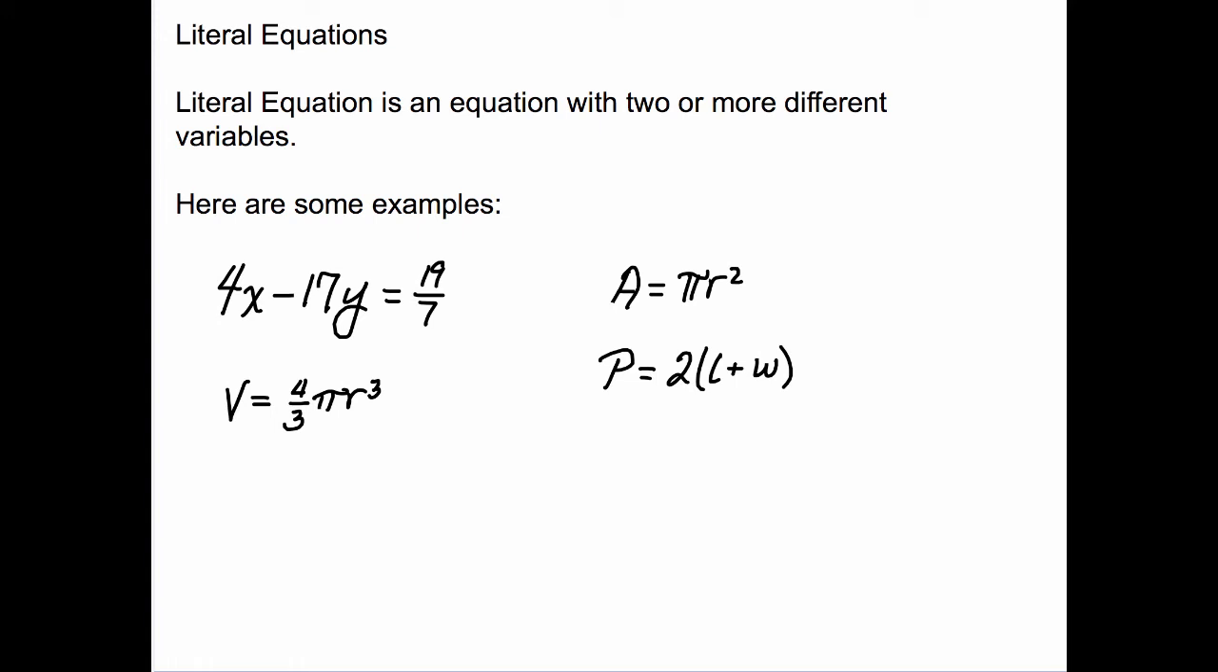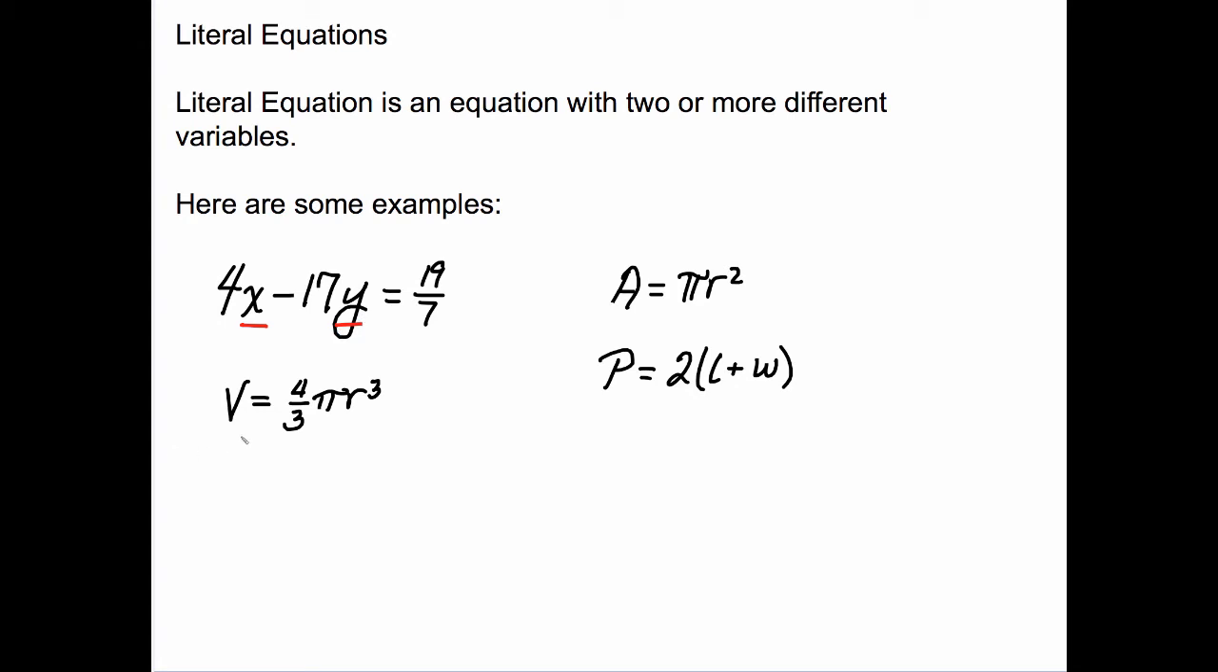This video is about literal equations. A literal equation is an equation with two or more different variables. Some literal equations are also called formulas, as we'll see. Now we'll start with this first literal equation, 4x minus 17y equals 19/7. It's a literal equation because there are two different variables, x and y.